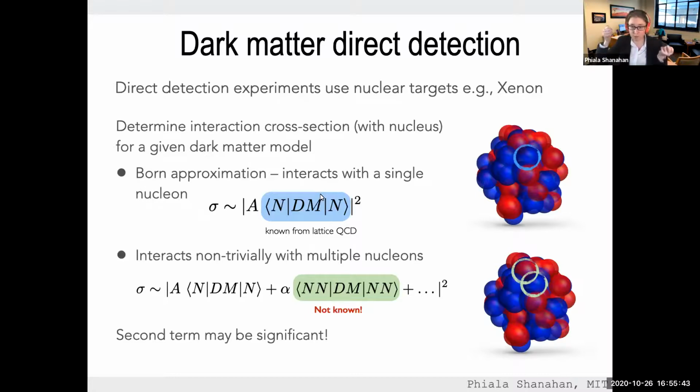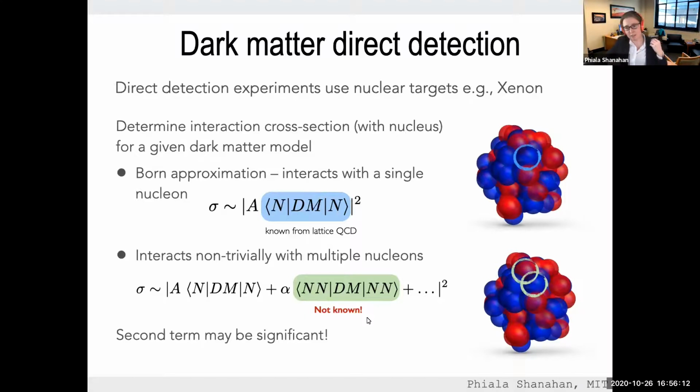We're in the precision era for these sorts of calculations, for whatever your model of dark matter is. But what if it interacts non-trivially with multiple nucleons? What if you have a two-body interaction like this? Well, this is not known. And the second term could be significant, and that would change the limits you draw on that figure, from not seeing the interaction of dark matter with xenon to the constraints you say you have on the interaction of dark matter with a proton or neutron.